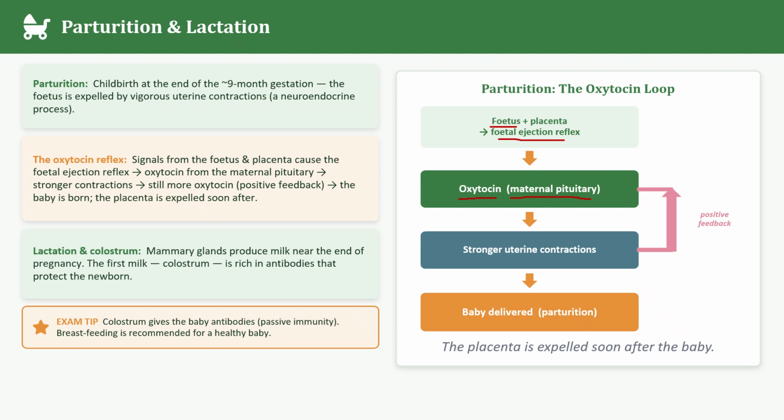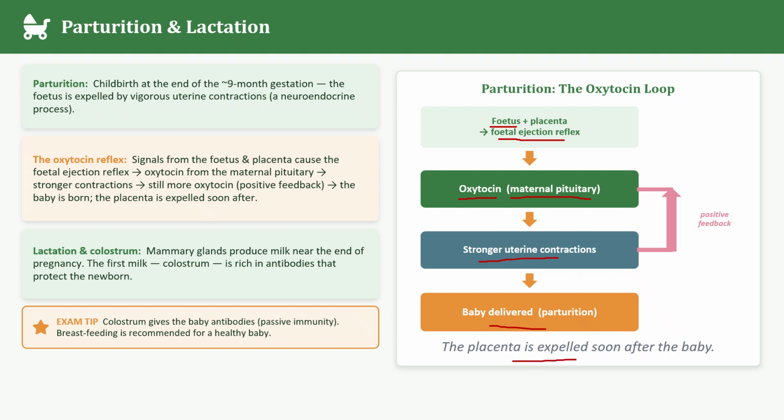So what happens? Nerve impulses reach the mother's pituitary gland. The pituitary gland releases oxytocin, and oxytocin causes stronger uterine contractions, and the stronger uterine contractions stimulate more oxytocin release. So this is a positive feedback mechanism. So finally the baby is delivered, and soon after the delivery, the placenta is expelled.